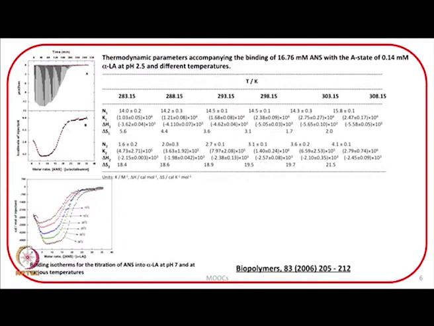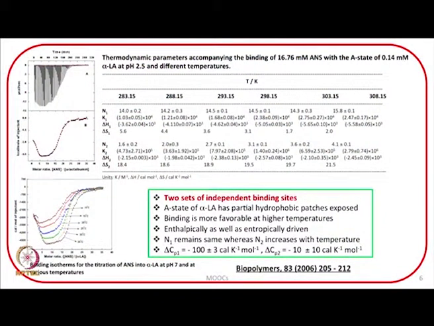But what are the main features, main conclusions from this kind of experiment and the data analysis? Let us take a look at what is observed over here, that there are two sets of independent binding sites, and it is already known that the A state or molten globule state of alpha lactalbumin has partial hydrophobic patches exposed. That is well known, because any intermediate state is supposed to be in a conformation which is in between the native and the denatured state.